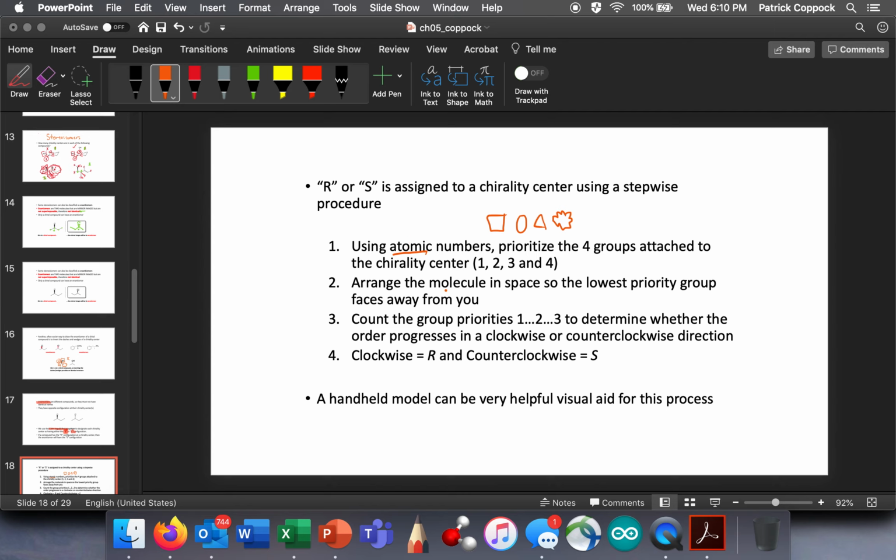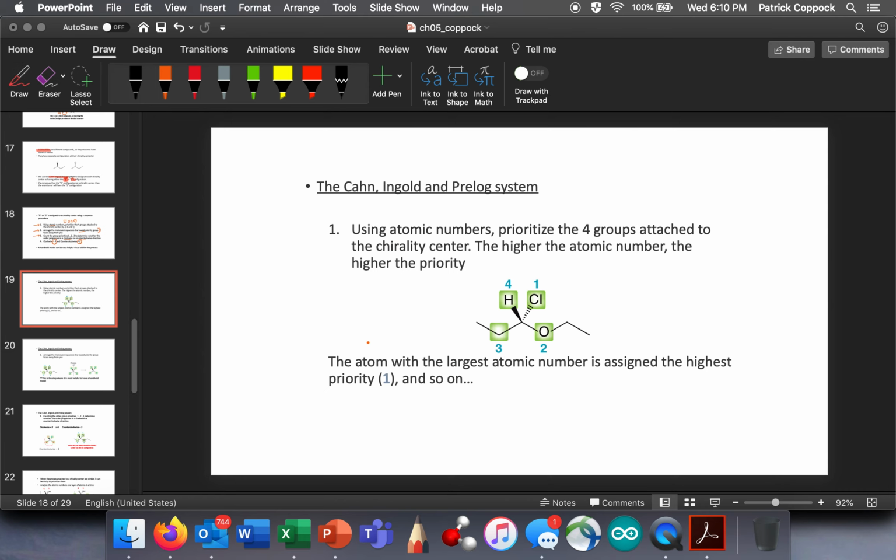So then we're going to arrange the molecule in space. So first of all, we're going to prioritize them. Then we're going to arrange it in space such that the lowest group is facing away from us. You're either going to do that with a handheld model, or I'm going to make a couple of recommendations on how you can do it with a pencil and paper. And then thirdly, we're going to count the group priorities 1, 2, and 3. If they go clockwise, it's going to be R. If they go counterclockwise, it's going to be S. All right, so let me demonstrate this.